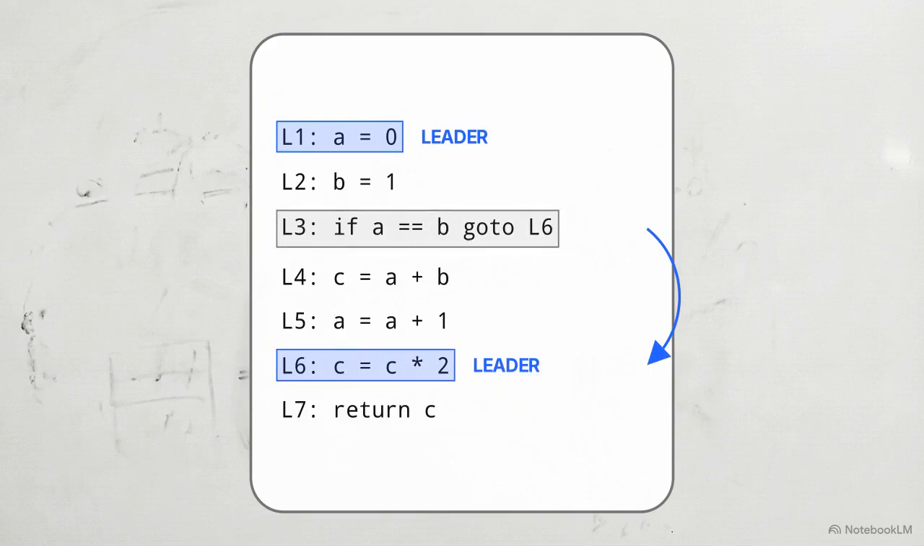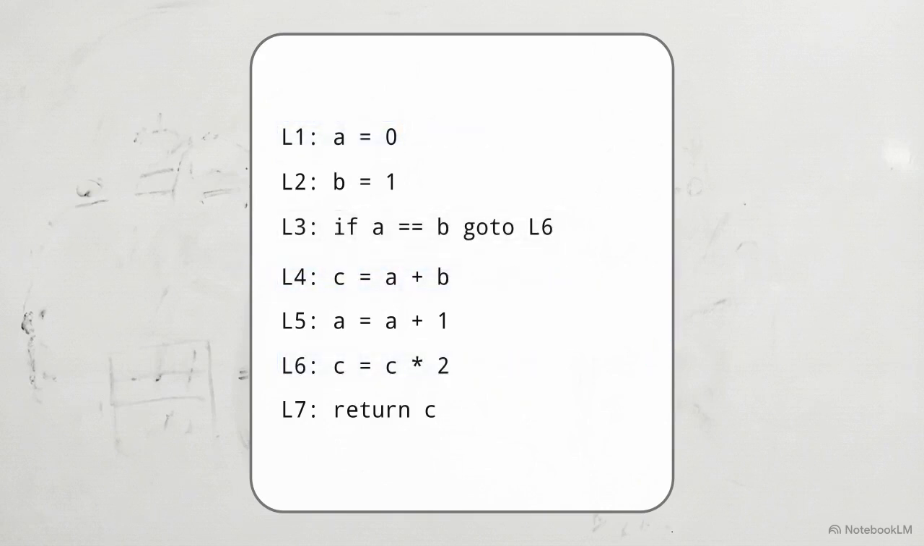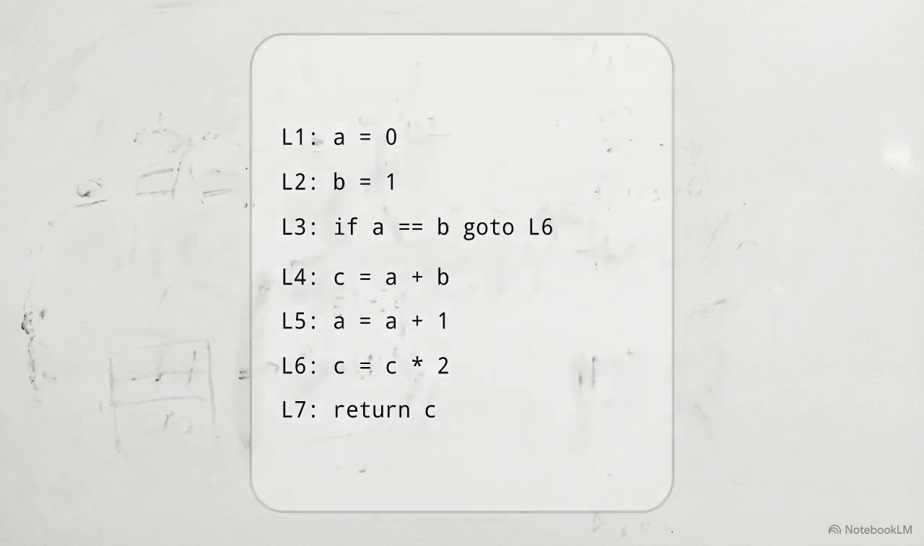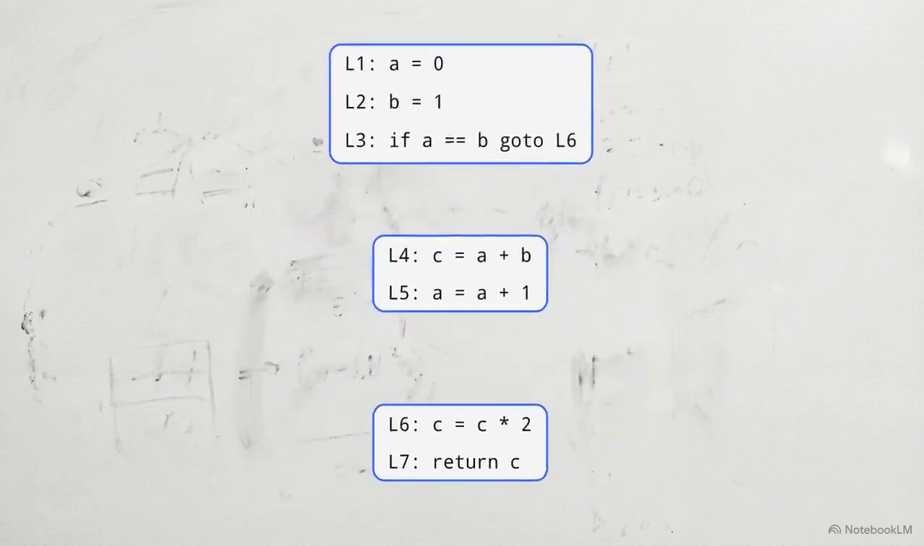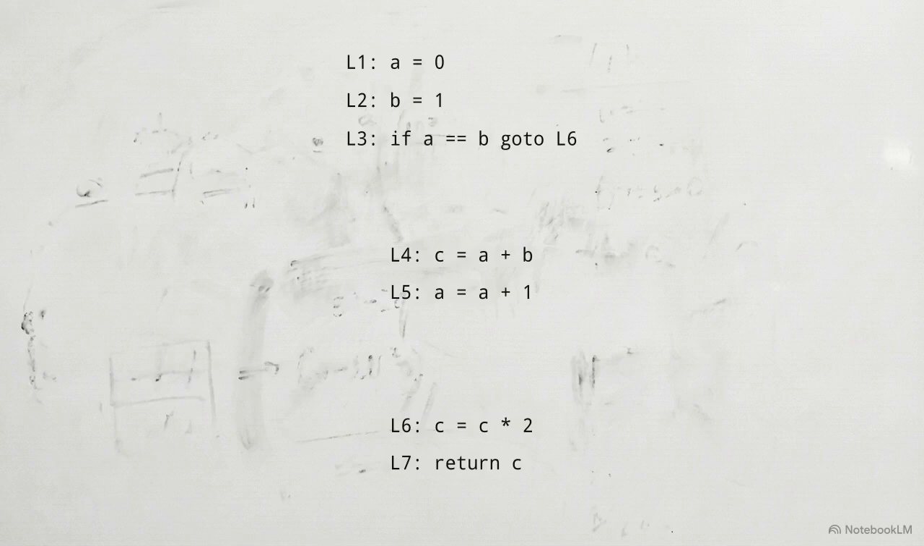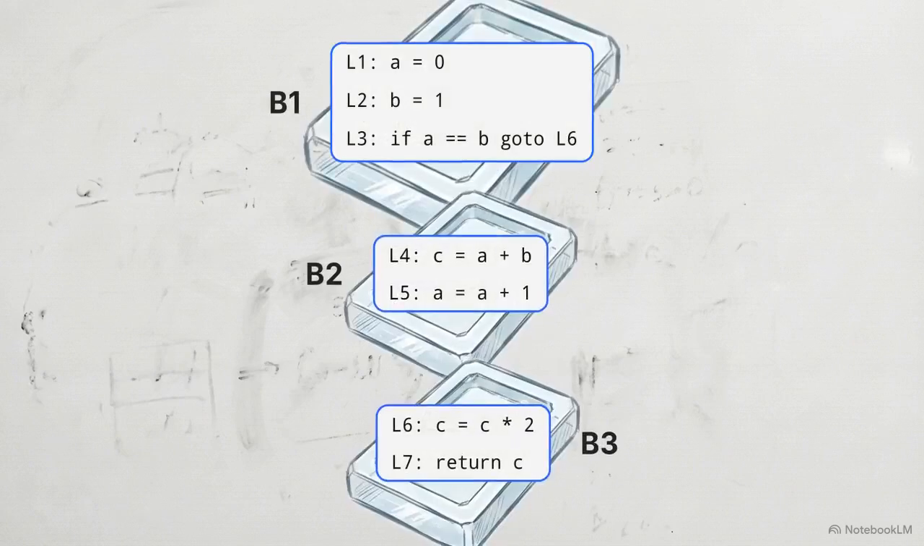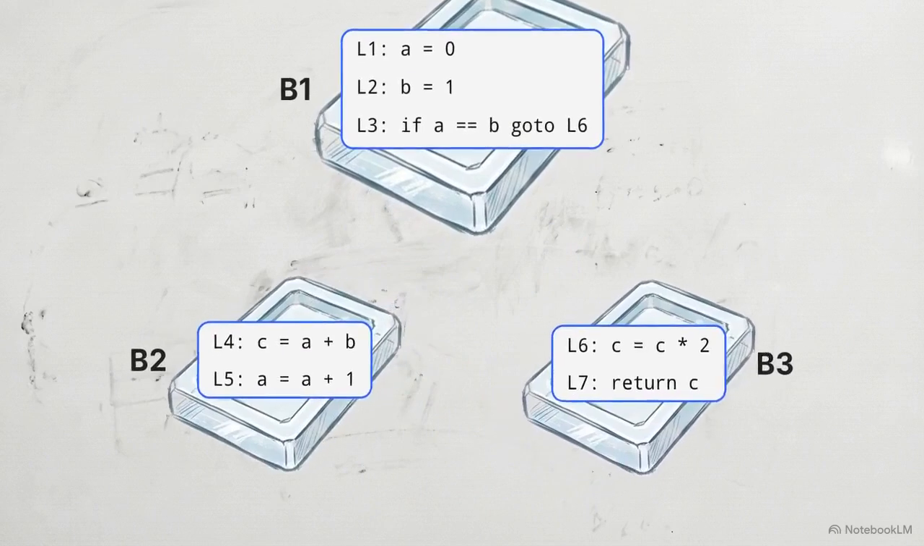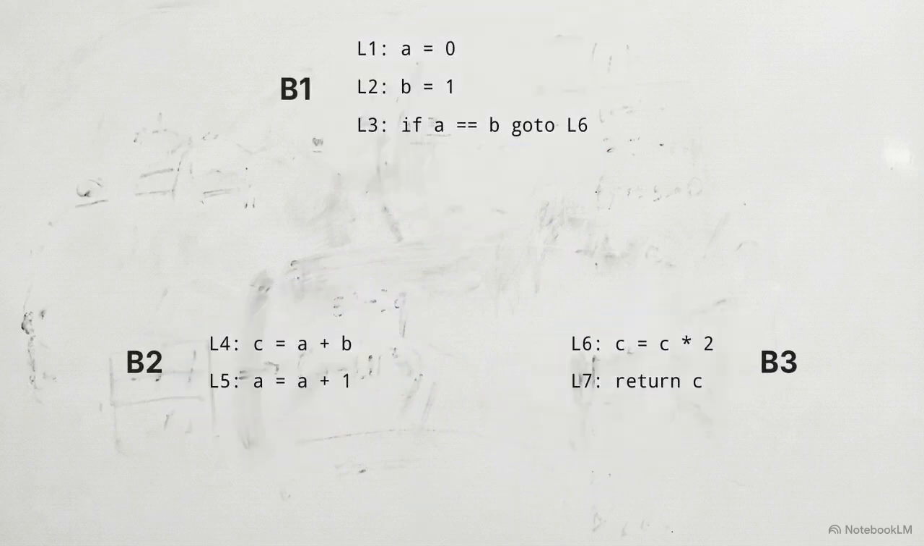With the leaders identified, the compiler draws structural boundaries. It groups the code starting from one leader down to the line just before the next leader, formally creating discrete geometric blocks labeled B1, B2, and B3. These individual blocks form the foundation of a macro structure known as a flow graph. Directed edges connect these nodes together. An arrow snaps from block 1 to block 2, representing the actual paths of execution the program can take.